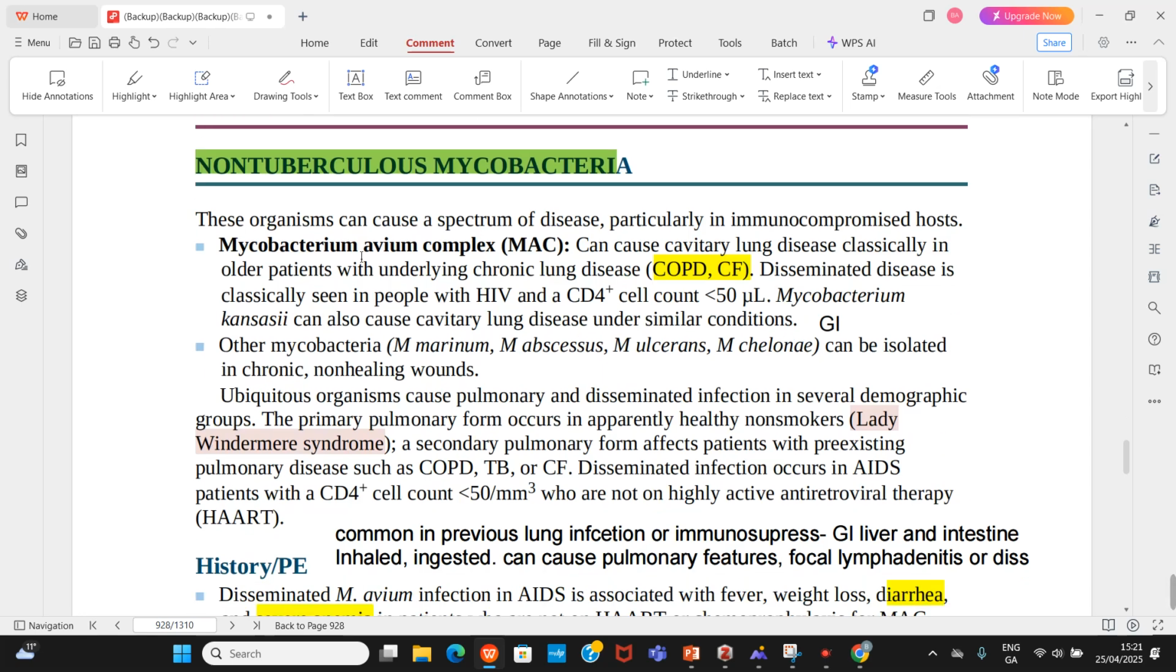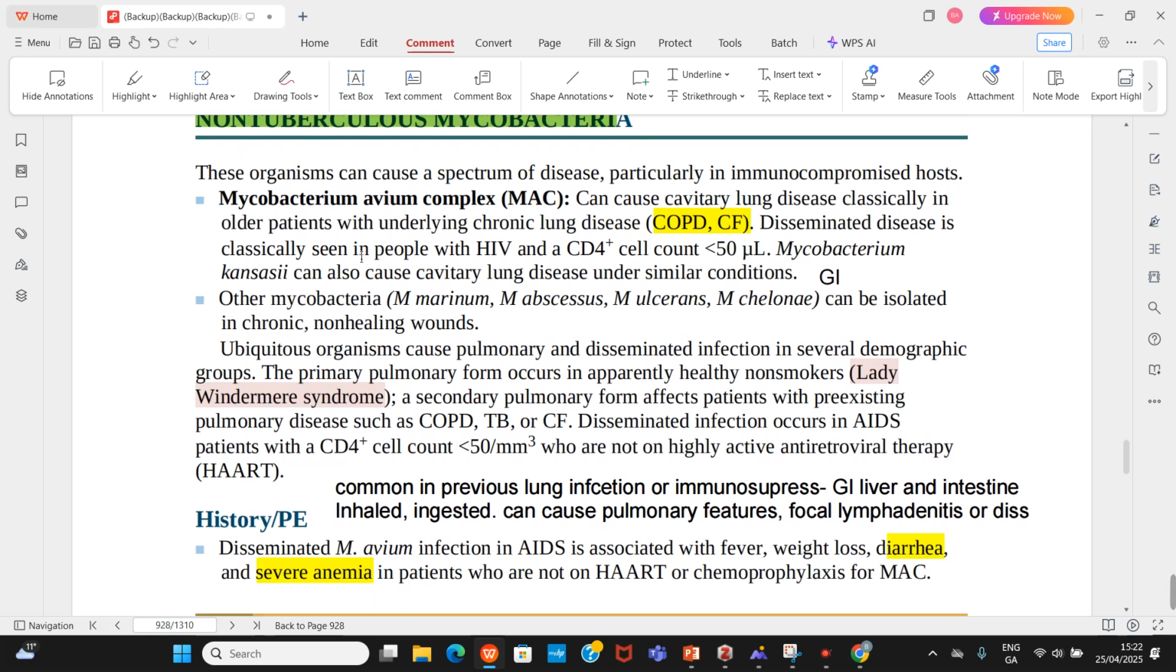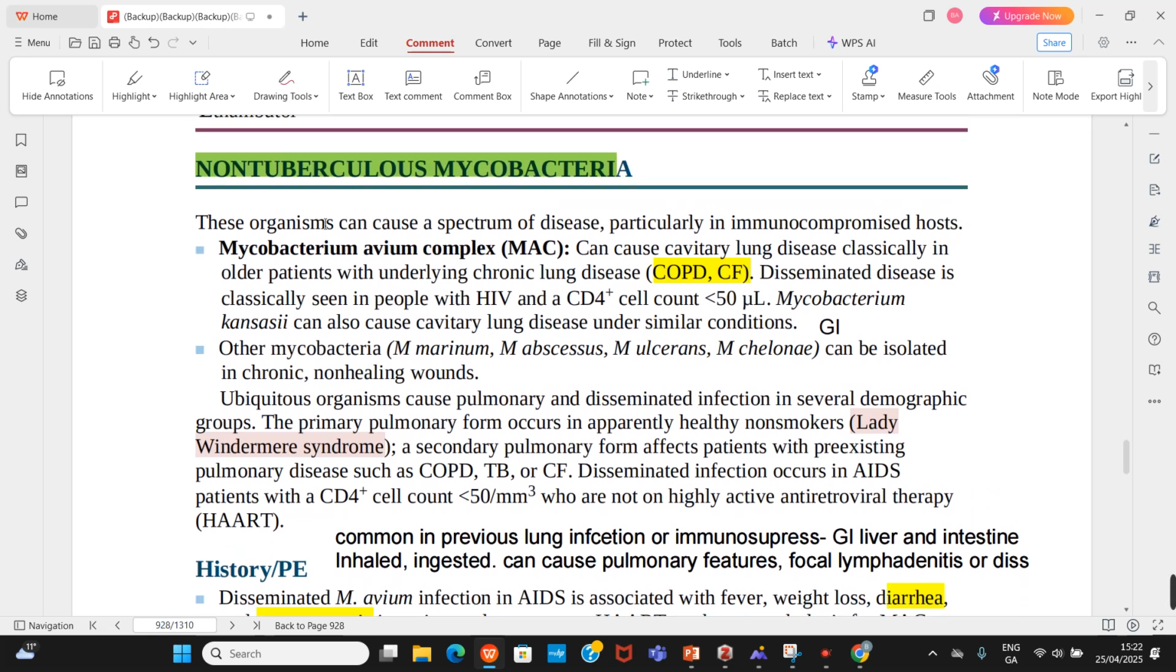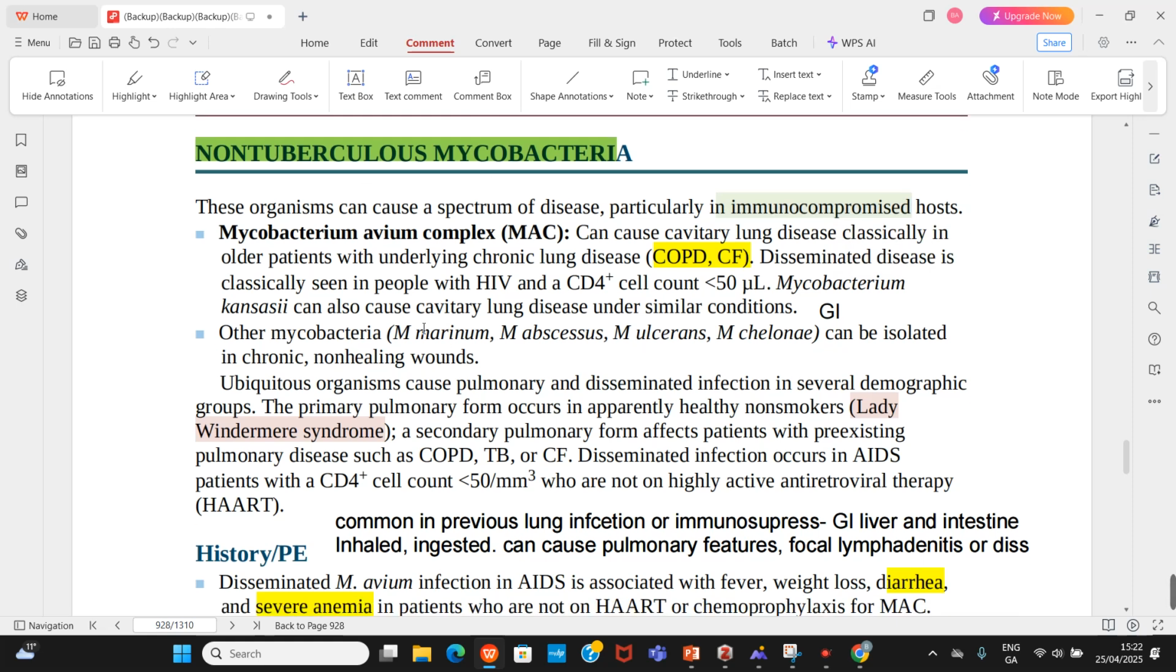So what are the other types of mycobacterial infection that are non-tuberculous? We have other mycobacterial organisms, but they are not Mycobacterium tuberculosis. They are very common in people that are immunocompromised. That is one thing about them. And the most important one to discuss here is the Mycobacterium avium complex.